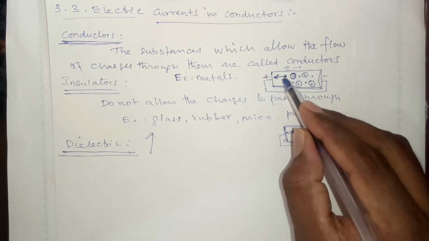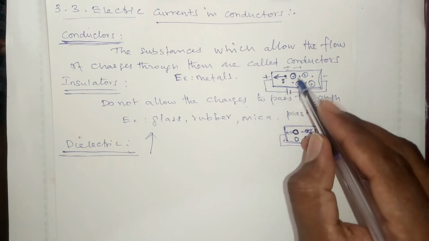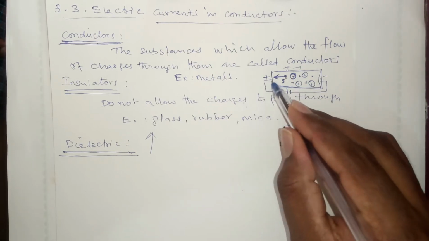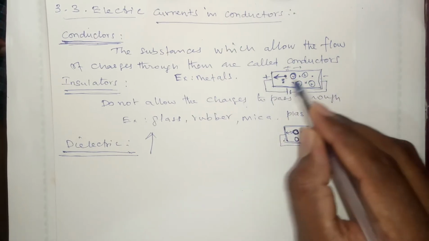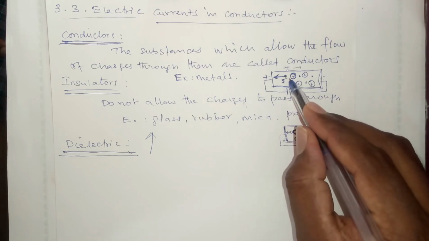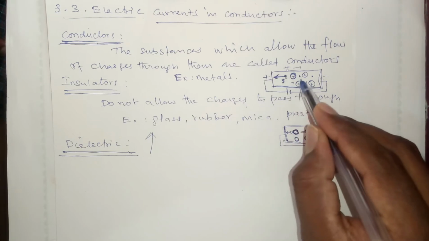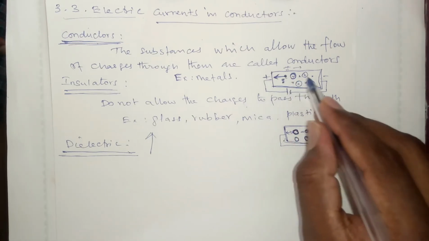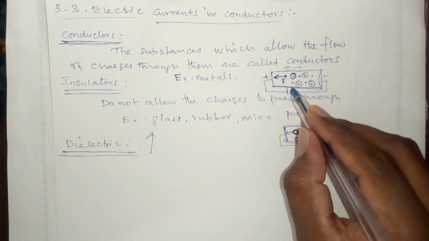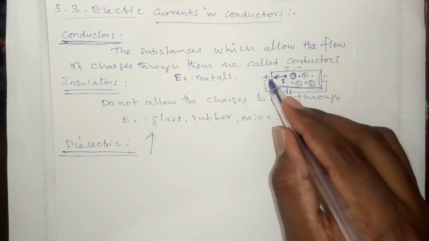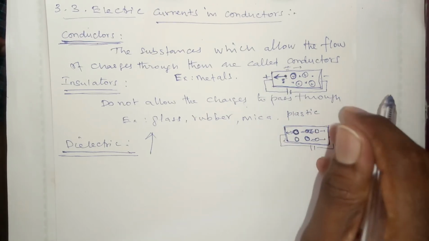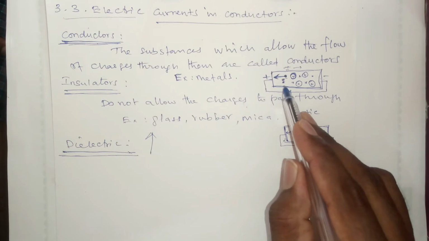That is, the flow of these charges when we apply a potential difference between the two ends of the conductor. The electrons flow from the negative terminal to the positive terminal. This is called electric current. Due to the large number of free electrons, good conductors have high electrical conductivity, so they are called good conductors.